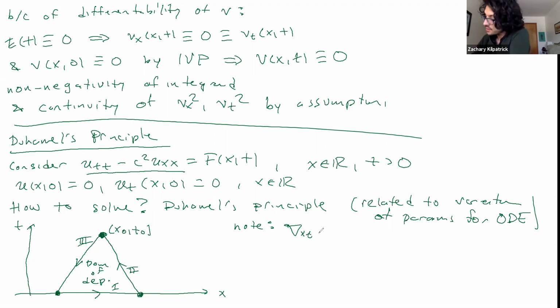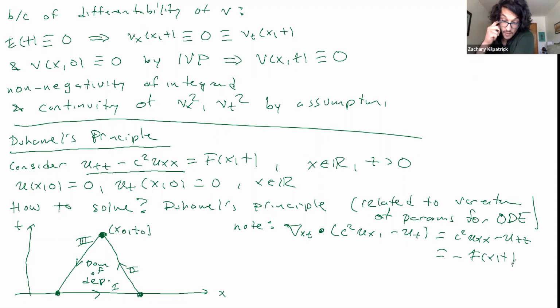So this kind of starts by noting, okay, that this operator here, I can write as a divergence, taken over the x direction derivative and the t direction derivative applied to c squared ux and minus ut, okay? So I've flipped the sign convention there. And so, yeah, this is equal to c squared uxx minus utt, and this is equal to minus f of xt, okay?